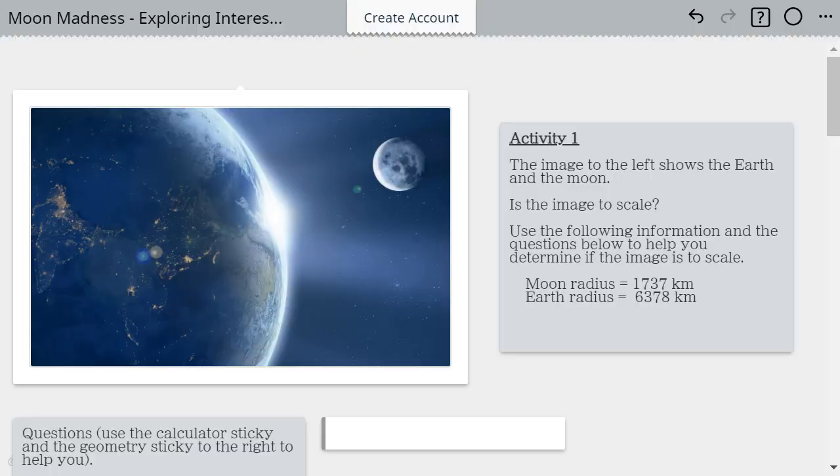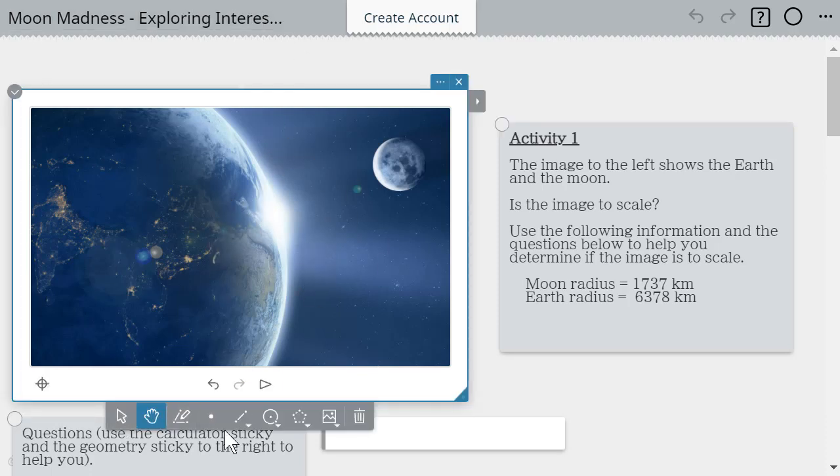This video is just going to walk you through a little activity on Classpad.net. It's about using real facts about the moon and using images. So you'll see this activity, Moon Madness, exploring interesting things about the moon. And here's an image. If we click on it, it's been inserted in the geometry sticky, which means that you are going to be able to do geometric constructs on top of it, which is going to come into play later.